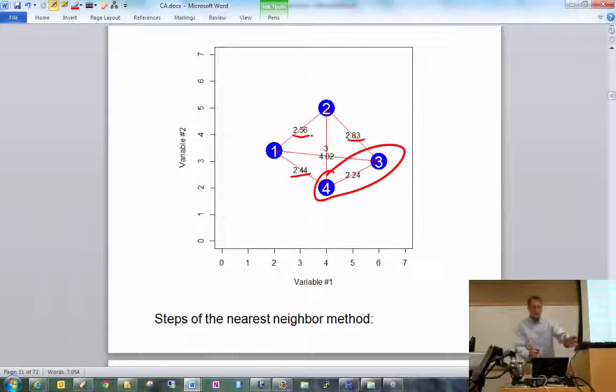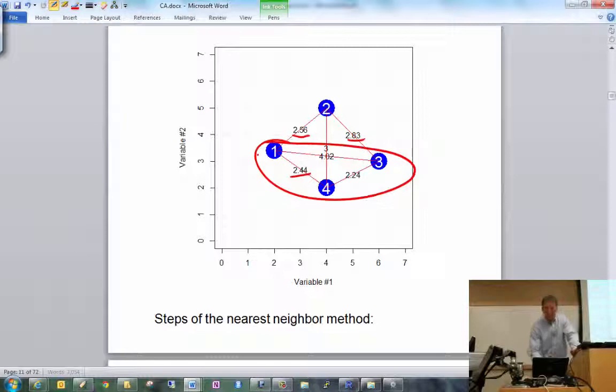1, 3, 4. Yeah. So 1, 3, 4. So I have a cluster with 1, 3, and 4 in it, and then I have a separate cluster with just 2 in it. So then, obviously, the next step would be to join 2 with the remaining observations. But just to emphasize what the nearest neighbor method does, what will be the distance between 2 and this cluster that has 1, 3, and 4 in it? 2.56. The 2.56, because that's the minimum distance. Okay, that's simply how nearest neighbor works.